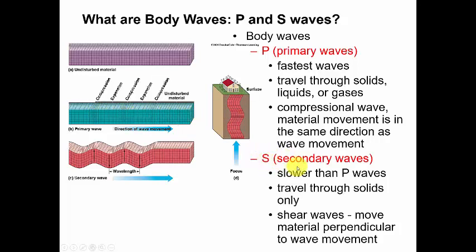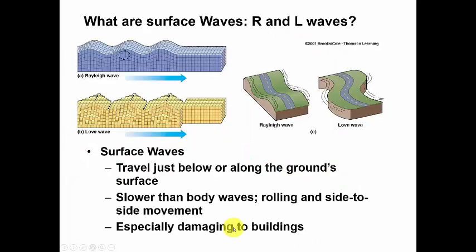Then S waves are secondary waves. They're slower than P waves, and they only travel through solids because the material needs to be held together to make the S. They're called shear waves, and they move material perpendicular to the wave movement. So it's generally going this way, but when it moves, it's going perpendicular. It's going right to left, even though it's going forward.